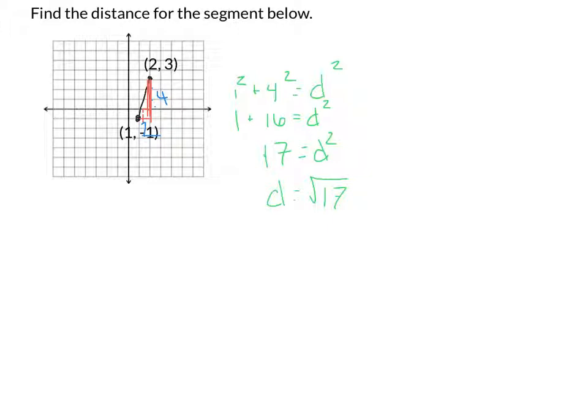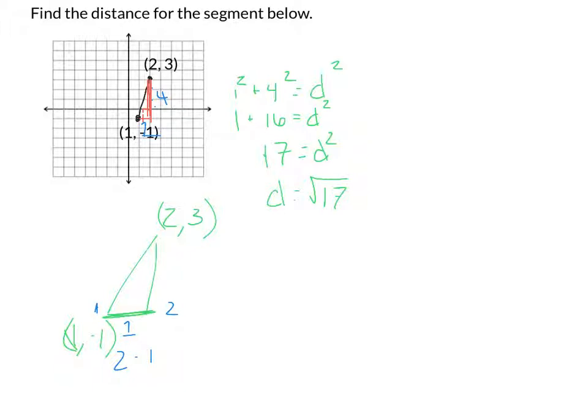So let's talk a little bit more about how we got the side lengths of 1 and 4. Notice that, and I'll redraw the triangle here so it's not in the way, we have (1, -1) and (2, 3). So how did we find this length right here? Well, if I go from an x-coordinate of 1 to an x-coordinate of 2, I've just gone over 1 unit. I did 2 minus 1 to get there.